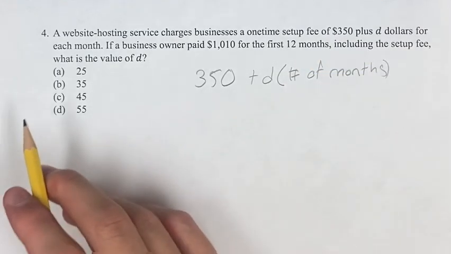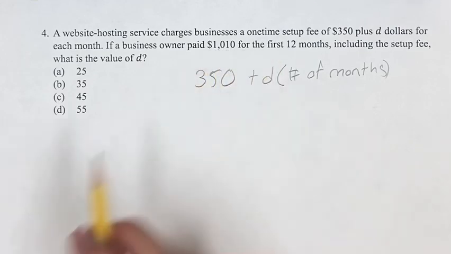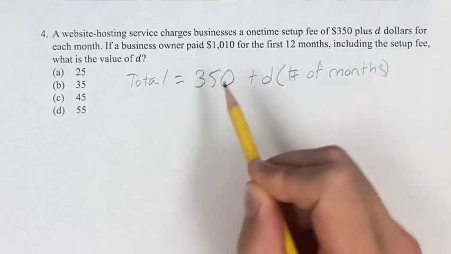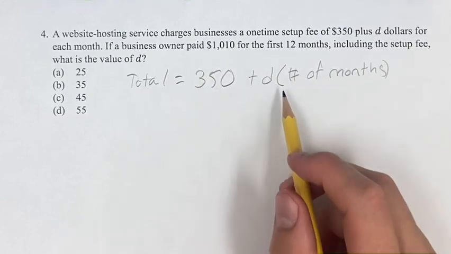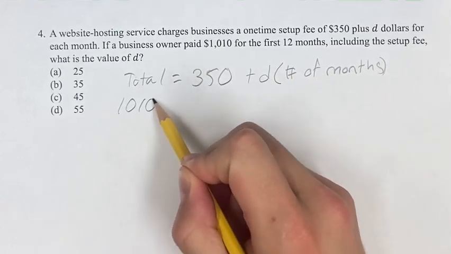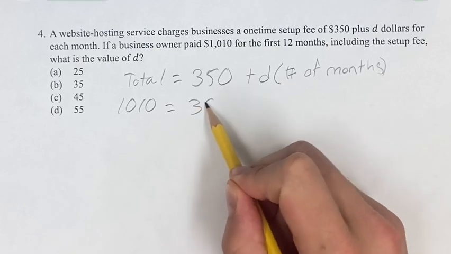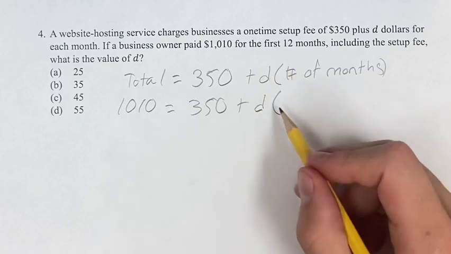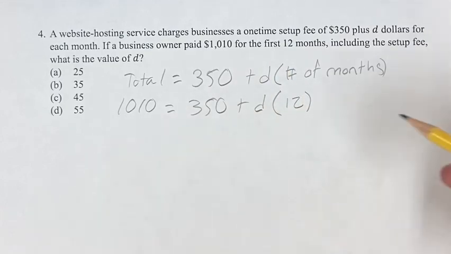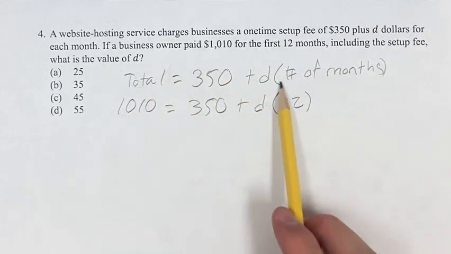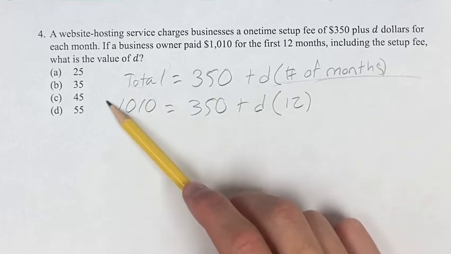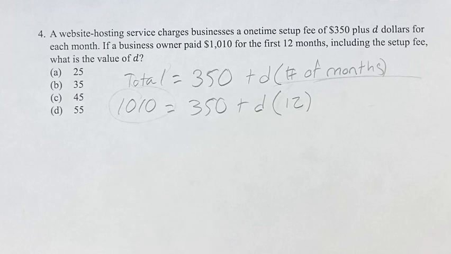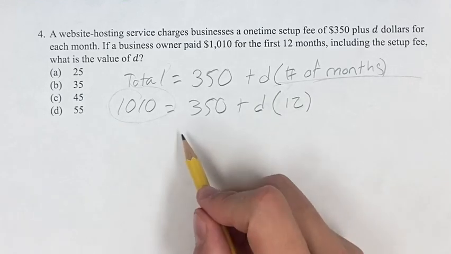And we're told that an owner paid $1,010 for 12 months. So the total is equal to 350 plus D times the number of months. And we're told that 1,010 keeping 350 plus D times 12 months, right? So this is the general total for any number of months. And we're told that the total specifically for 12 months, so plugging in 12 here, is 1,010. And we now have an equation where we can solve for D.